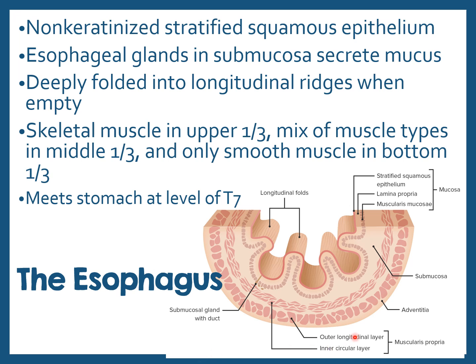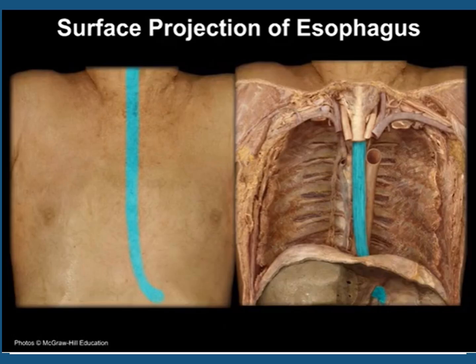This is actually a really good picture because you can see those two layers, the inner circular layer and the outer longitudinal layer. Here we have an approximate location of the esophagus, and then we can see in the cadaver, we have the lungs that have been removed, the heart's been removed, and the trachea has been removed too. So you can see the esophagus, and then you can see how it passes through the diaphragm, through that hiatus.